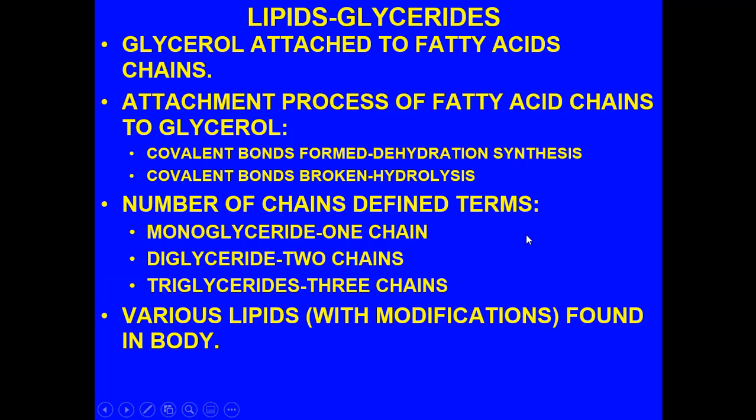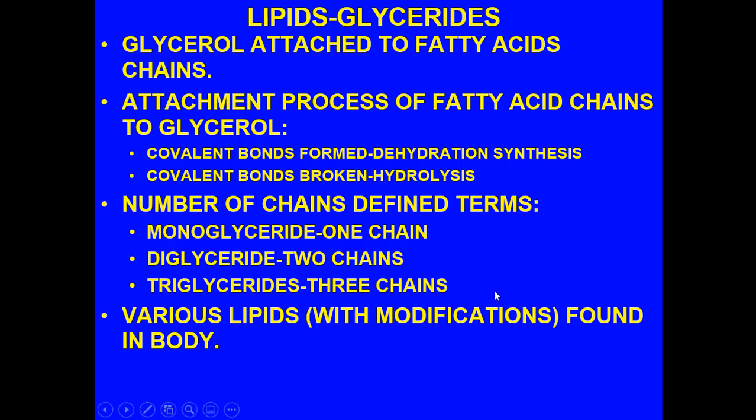Now, how do we make a triglyceride? Well, that's simple. We have glycerol, which is attached to the fatty acid chains. In the attachment process of fatty acid chains to glycerol, you have a covalent bond formed by dehydration synthesis. If you want to break the covalent bonds, you have a hydrolysis. The number of chains defines the term. If you have a monoglyceride, that means that you have glycerol with one fatty acid chain attached to it. A diglyceride has two fatty acid chains attached to the glycerol, and triglycerides are where you have glycerol with three fatty acid chains attached to them.